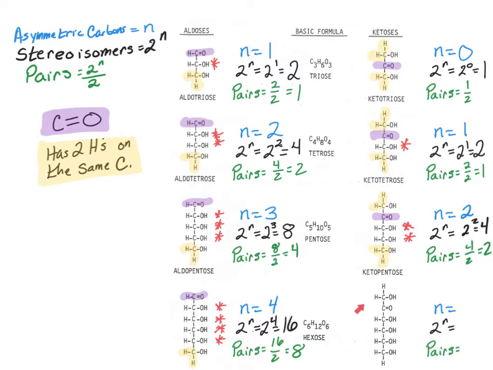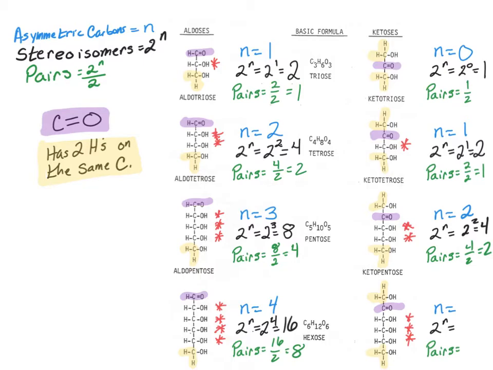And finally, we're going to look at our ketohexose, and we're going to find out how many asymmetric carbons there are. The first one is not asymmetric because there are 2 hydrogens attached. The second one is not asymmetric because there's a C double bond O. The next one is asymmetric. The next one is asymmetric. The next one is asymmetric. And the bottom one is not asymmetric. That's because there are 2 hydrogens attached to that carbon.